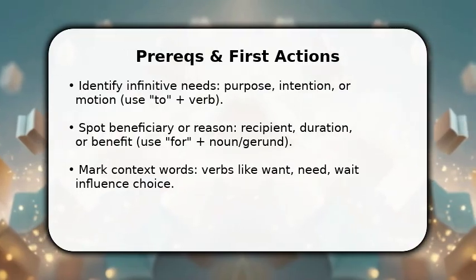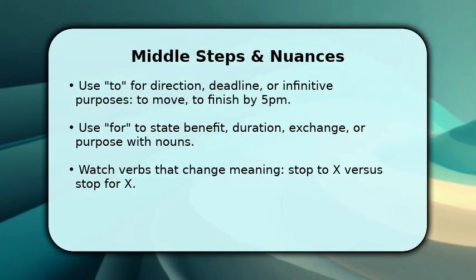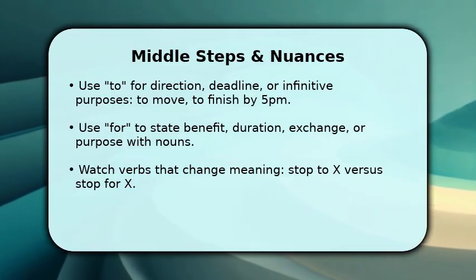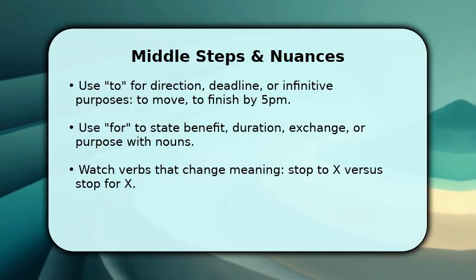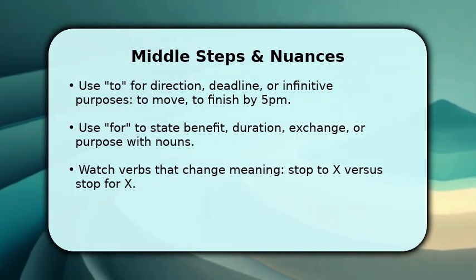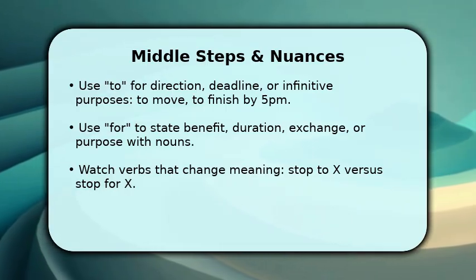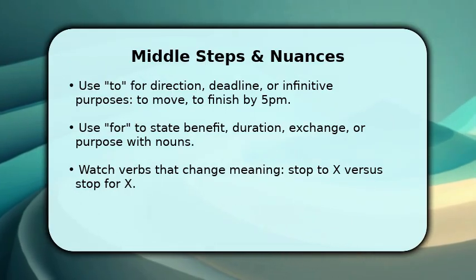Now refine your choice by examining nuance. For direction, deadlines, or infinitive actions, keep using to. It links verbs and outcomes. For benefits, durations, exchanges, or purposes tied to nouns, use for. You're indicating who gets something or how long something lasts.